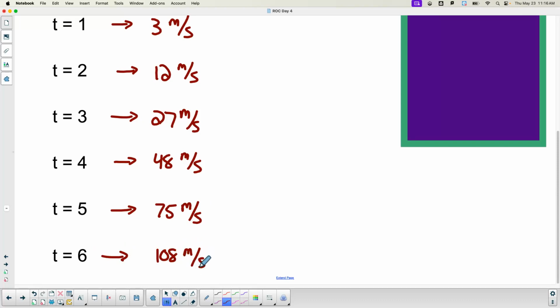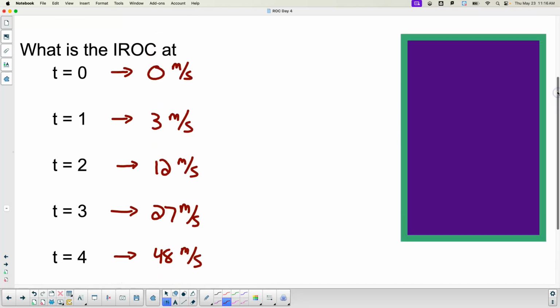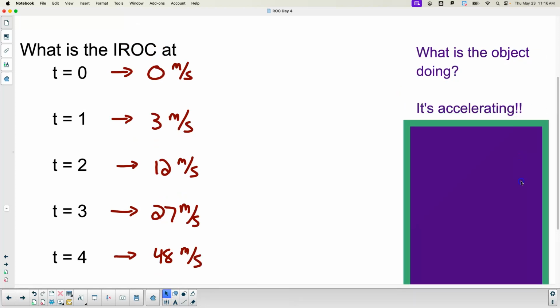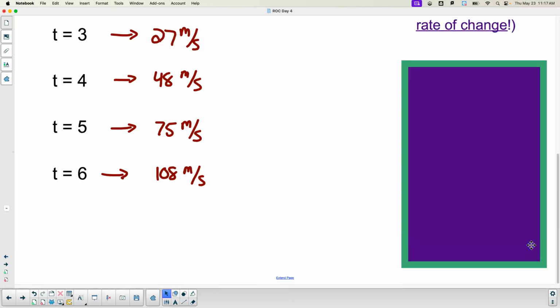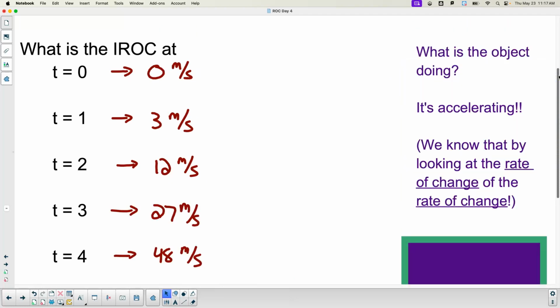What is our object doing? It is accelerating, yes. And we know that by looking at the rate of change of the rate of change. If the rate of change had stayed at 3 meters per second for every single one, it would be going at a constant speed. It wouldn't be accelerating, it wouldn't be decelerating.